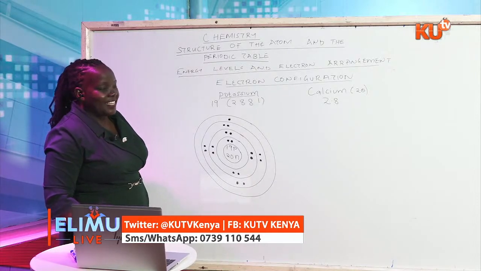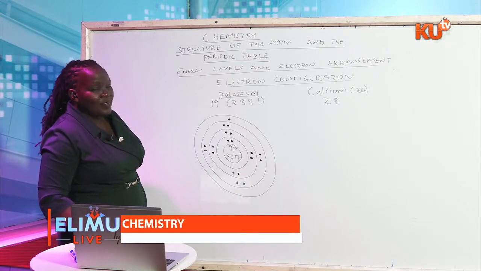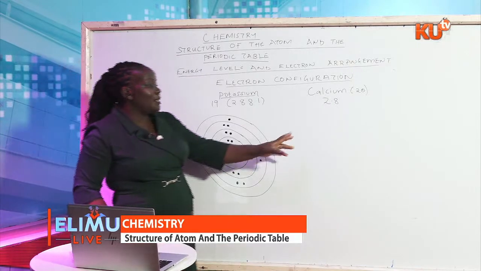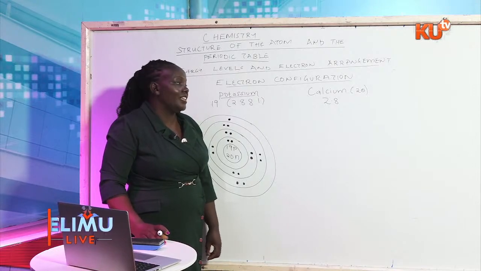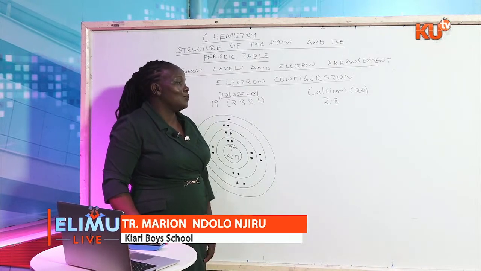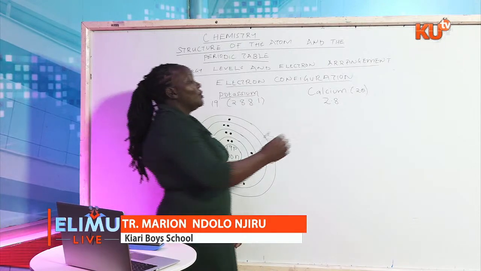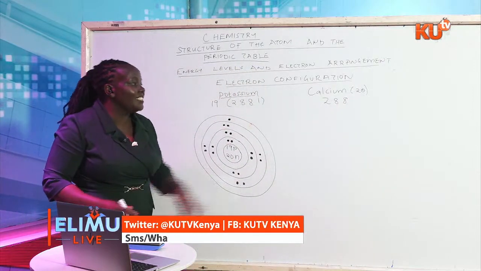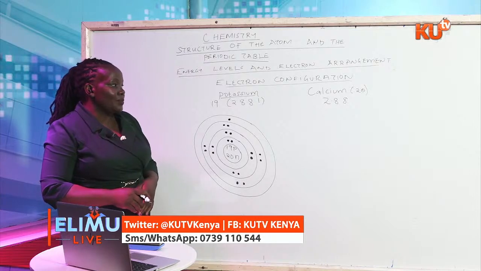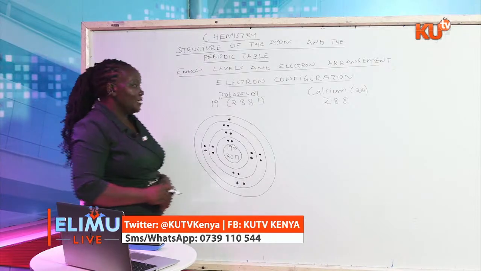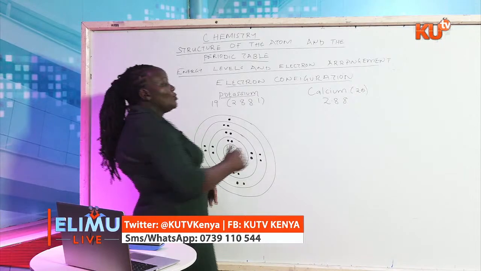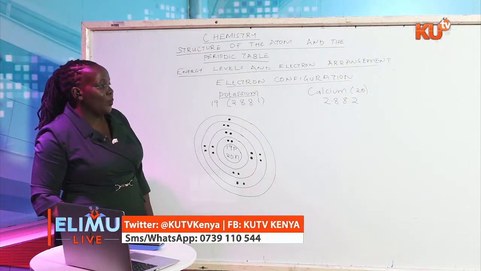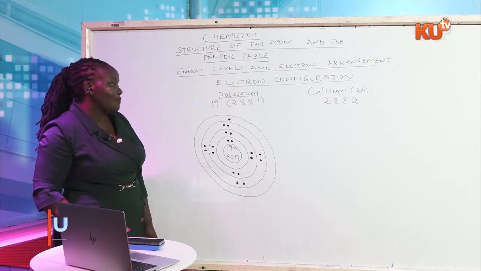We remember what we said, that the third energy level will carry a maximum of 8 if the element you're dealing with is among the first 20 elements. And because it is in the first 20 elements, the third energy level will accommodate 8. So up to that point, we have 18 electrons, and we are left with 2 more electrons. The 2 remaining electrons move to the 4th energy level. So we have an electron arrangement of calcium being 2, 8, 8, 2.